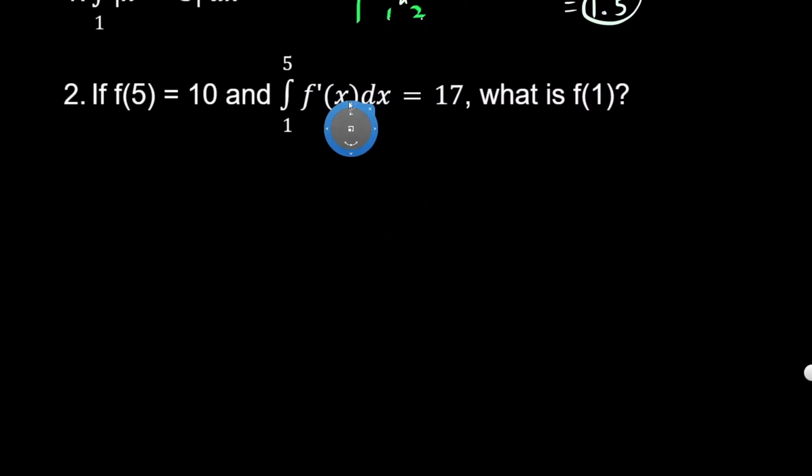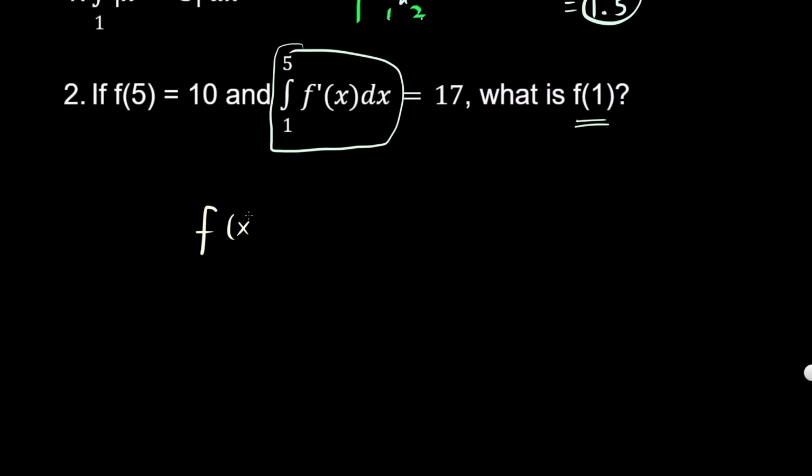Number 2 says if f of 5 is 10 and the integral from 1 to 5 of the derivative function of f is 17, what is f of 1? Okay. Well, if you take the integral of the derivative, we're going to get the function back. So let's work on this portion right there. Okay. So if you take the integral of the derivative, it's just going to be f of x, but you're taking it from 1 to 5.